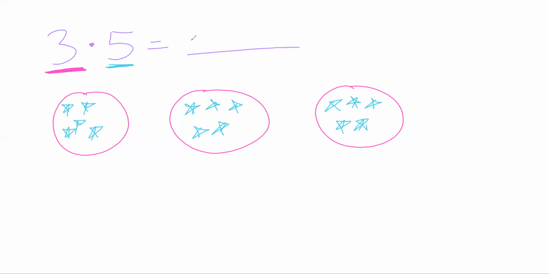And this is just modeling the way we skip count. In this case, we're going to skip count by our fives, and we're going to do it 3 times, right? And we can just count up everything we have in here. 1, 2, 3, 4, 5, 6, 7, 8, 9, 10, 11, 12, 13, 14, 15.